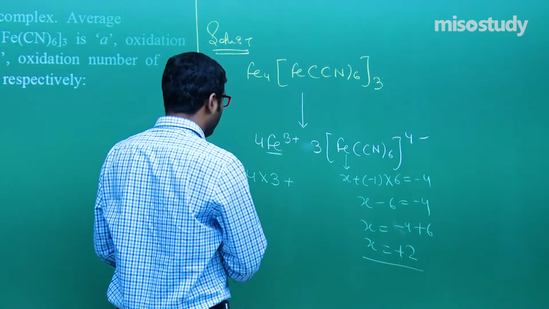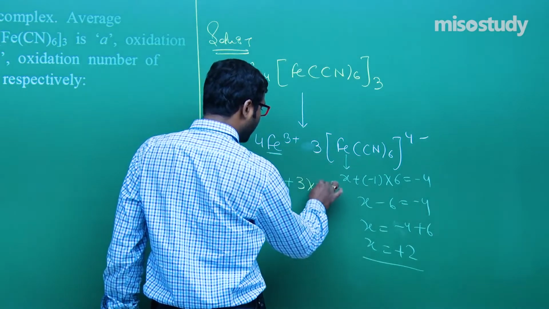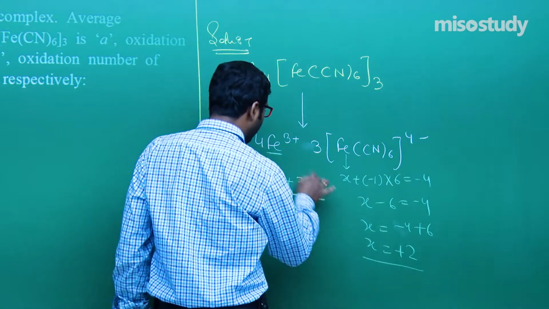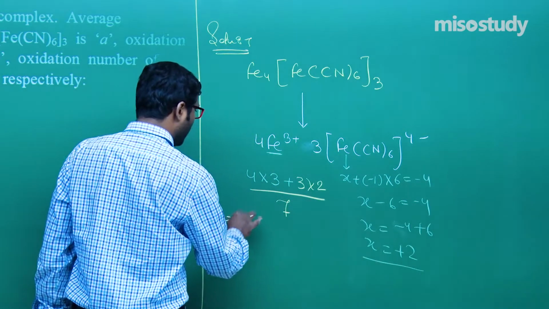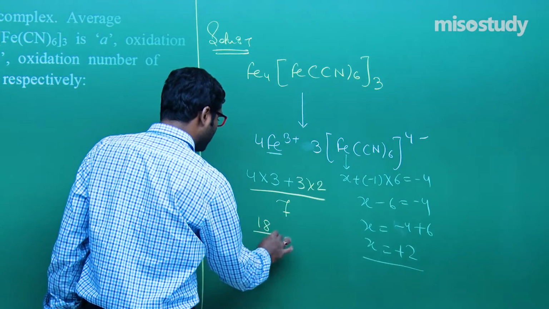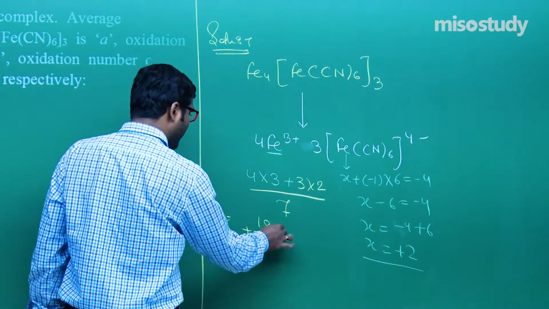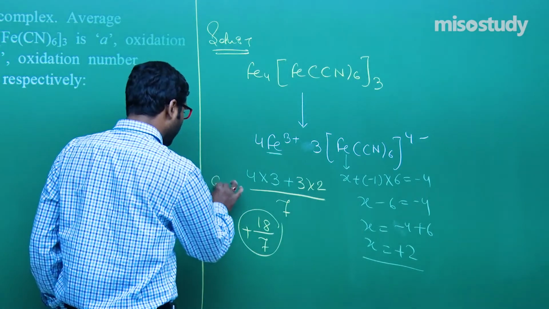Clear? So 3 into 2, 3 times iron. Total number of irons is 4 plus 3, 7. Put here 7. Now multiply 4 times 3 is 12 and 3 times 2 is 6. The average oxidation state is 18 by 7. This is the value of A.